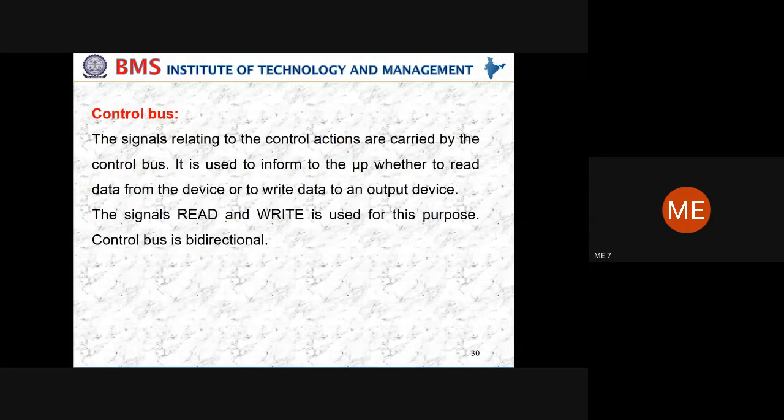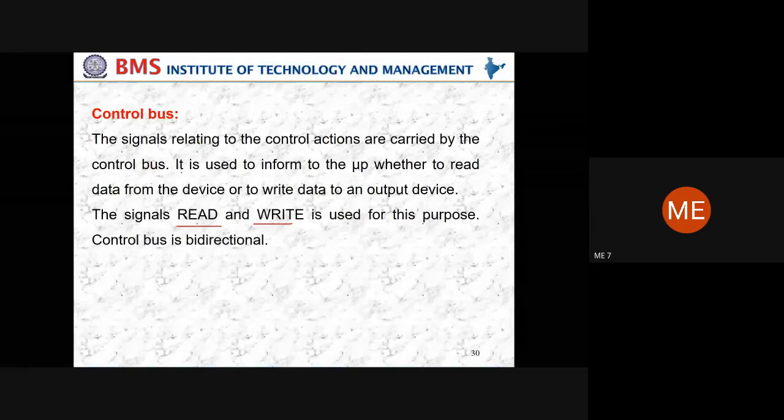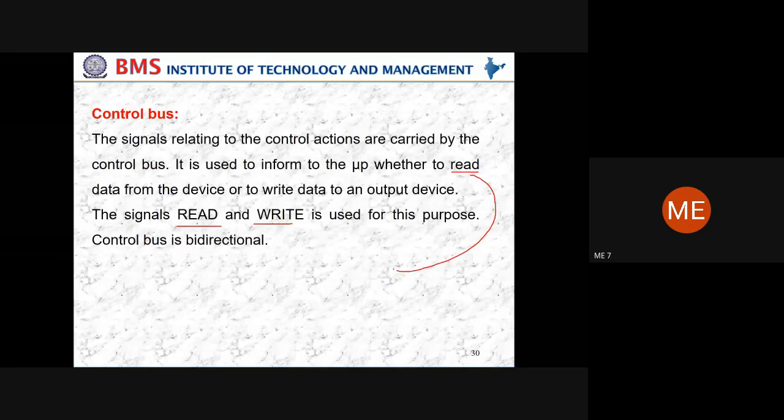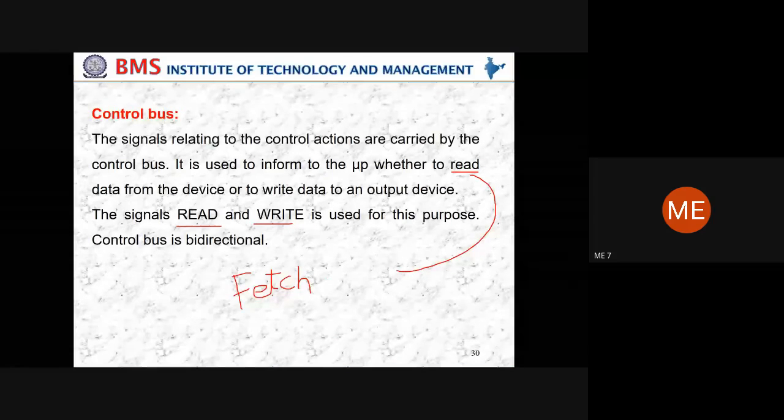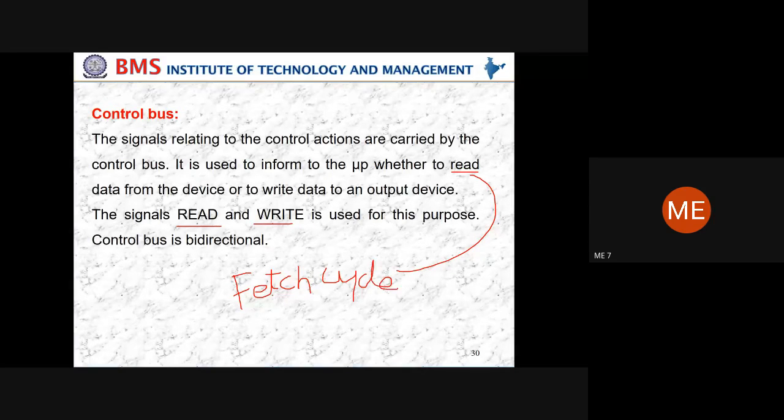Now, during the controlling, you are going to use two operations: the read operation and the write operation. The control bus is generally used to inform the microprocessor whether to read data from a device or to write data to an output device. Reading data from a device is called the fetch cycle. The other one, writing data to an output device, is called the write cycle.